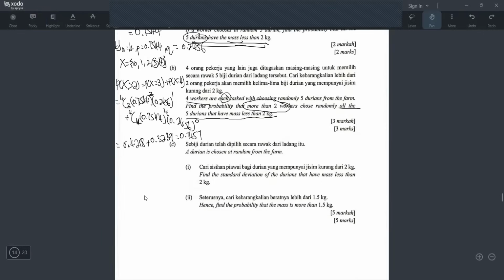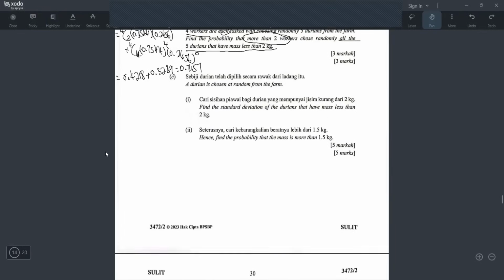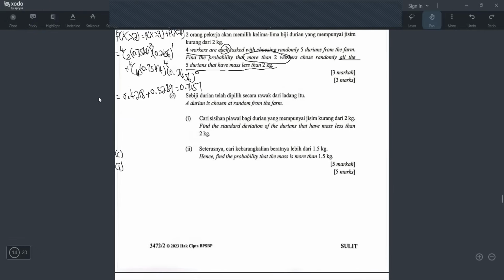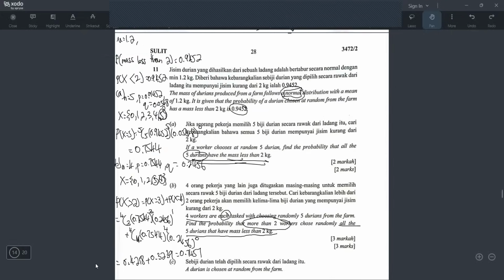Now we can do part C, right? Okay, let's do part C down here. Okay, part C I will do here. Okay, this one part C: a durian is chosen at random from the farm. Find the standard deviation of the durian that have mass less than 2 kg. Okay, they want to find standard deviation, right? So can we use the information up here?